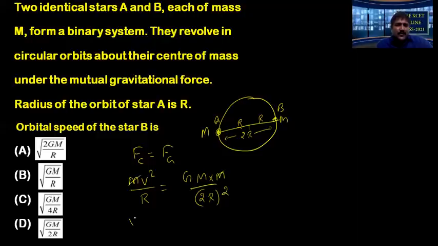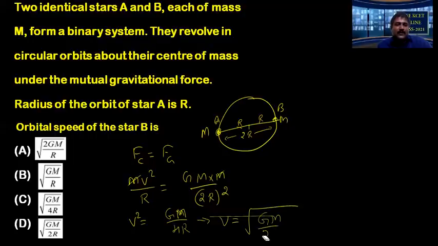Now first we have to get v square, and m m cancel. It remains Gm upon 2r square, which is 4r square. One r cancels, so it is 4r. So this implies the orbital velocity, taking square root on both sides, is root of Gm upon 4r, with 4r inside the square root. So the option is C. Correct choice for this question is option C.